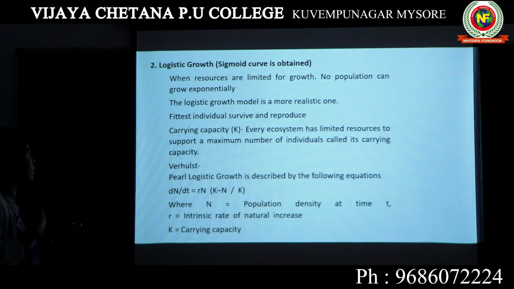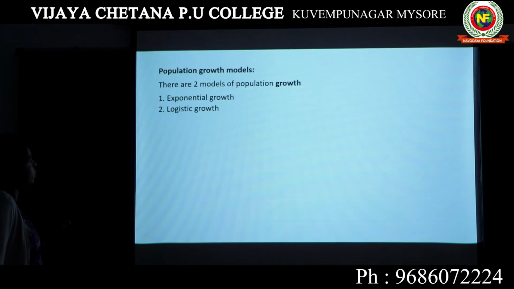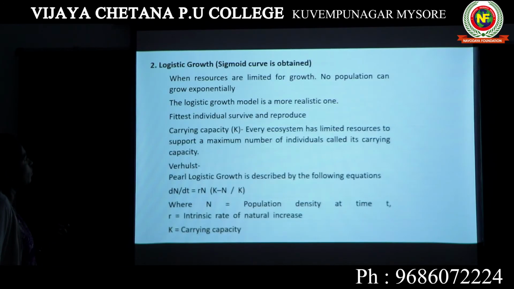So let's move on to the next type of growth model. Since we are talking about population growth models, we are done with the first, exponential growth, and then we will move on to logistic growth. Let's see what logistic growth is. I have already explained logistic growth. When resources are limited for growth, no population can grow exponentially.